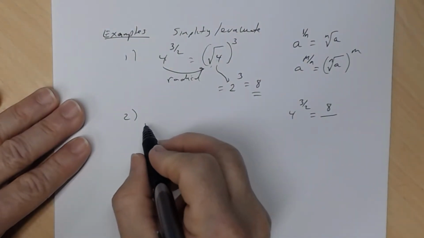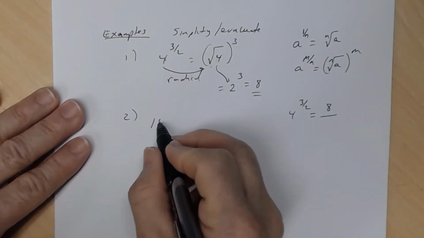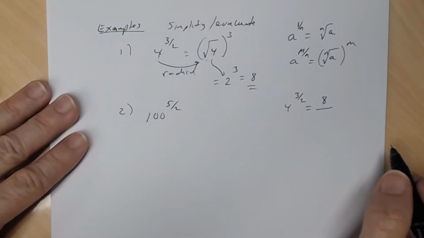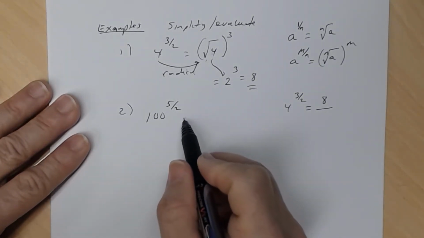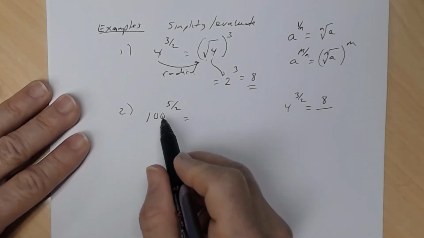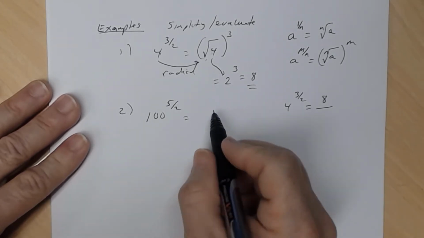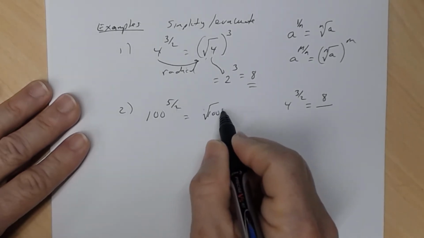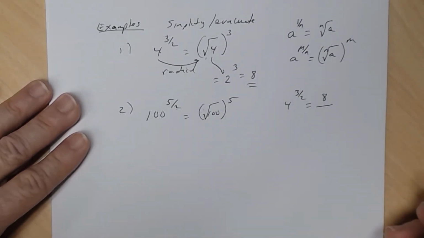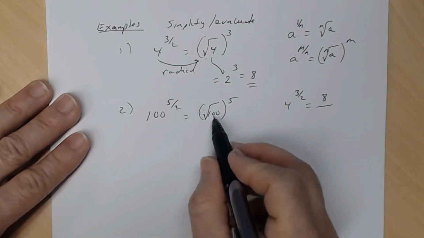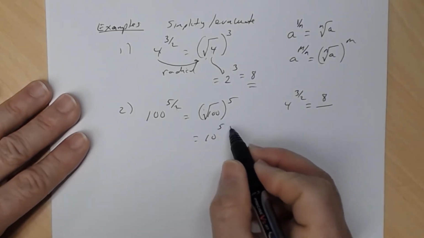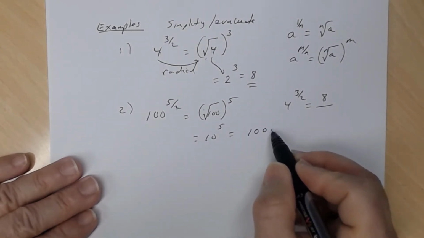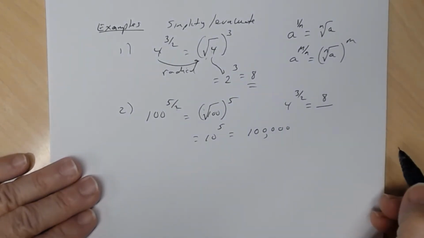Number 2, suppose I had 100 to the 5 halves. You see this rational exponent, you want to change it to a radical. So it becomes the square root, because my index is 2, of 100, and all that's being raised to the 5th power. Well, the square root of 100 is 10, and 10 to the 5th is 1 and 5 zeros: 2, 3, 4, 5. So it's 100,000.